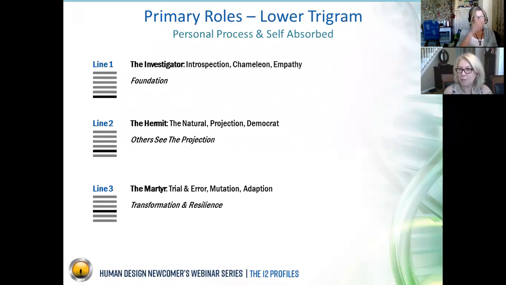Lynette, you can speak to this. Yeah, the hermit's really interesting. So I'm a 6-2 profile, so I'm a hermit on the body side, which means my body is shy, and I've got natural talents that my body can just do. And what happens here is there's a projection outward. Now, I don't know that, but my body's projecting outward to other people that I have special talents and I can just do things.